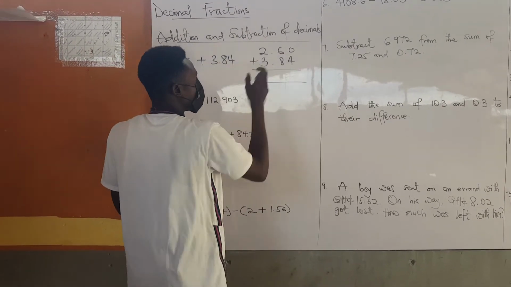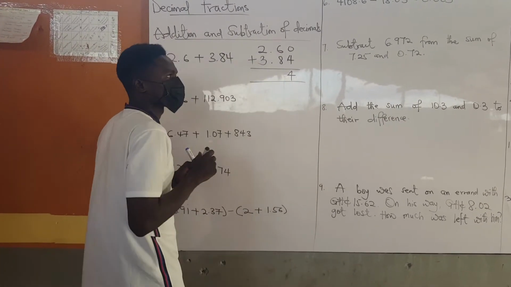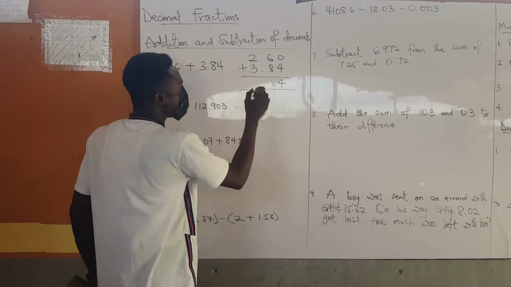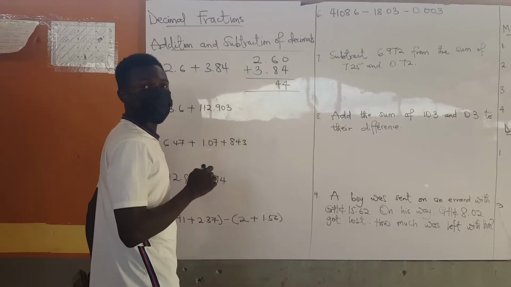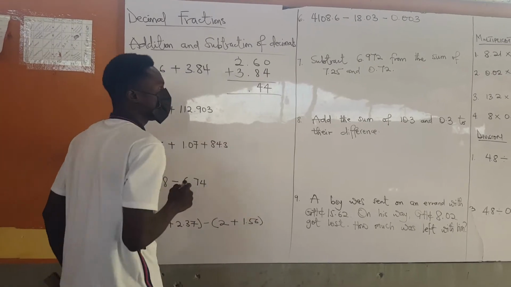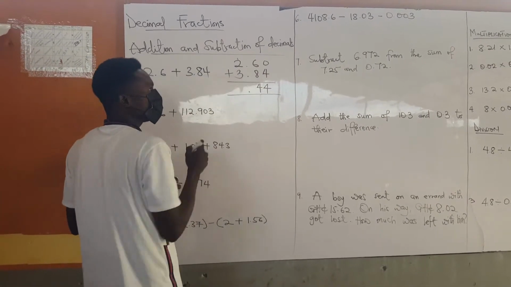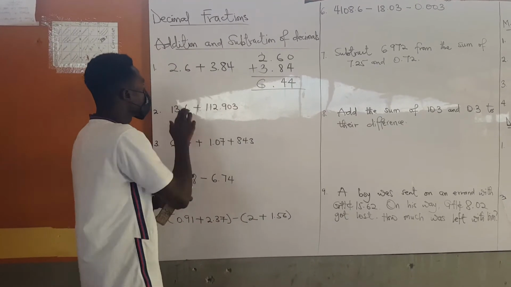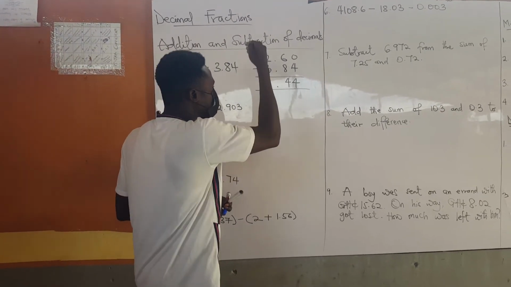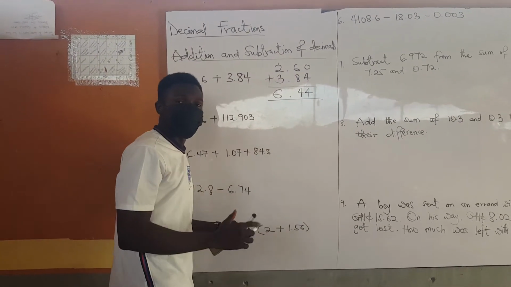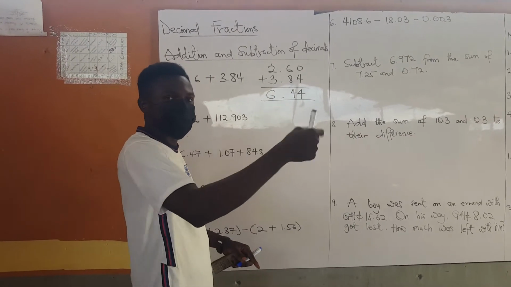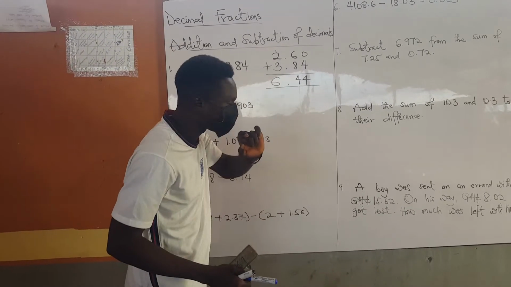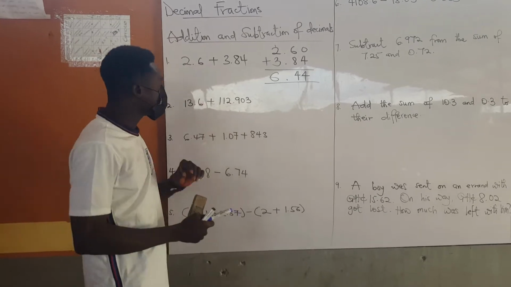Then we perform this addition the normal way that we know. So 0 plus 4 is going to give us 4. 6 plus 8 is going to give us 14. Remainder 1. We bring our decimal point. 2 plus 3 is going to give us 5, plus our remainder is going to be 6. So adding this plus this is going to give us 6.44. Remember, after the decimal point, we don't mention the numbers as in 6.44. So you are going to say 6.44.